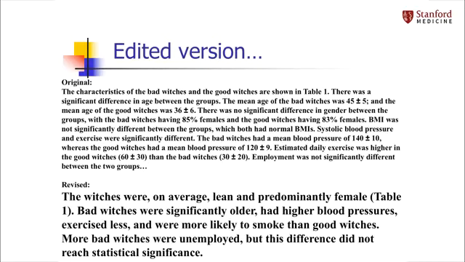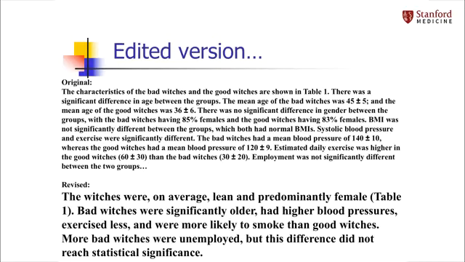Bad witches were significantly older, had higher blood pressure, exercised less, and were more likely to smoke than good witches. More bad witches were unemployed, but this difference did not reach statistical significance. Notice that I didn't present any numbers. The key here is to point out how the two groups differ at a high level. The reader can refer to the table for specific numbers.